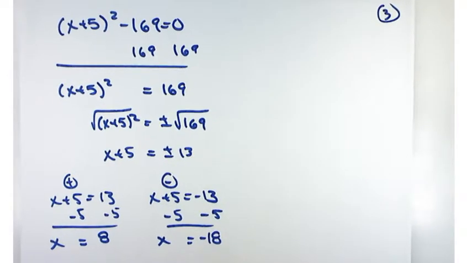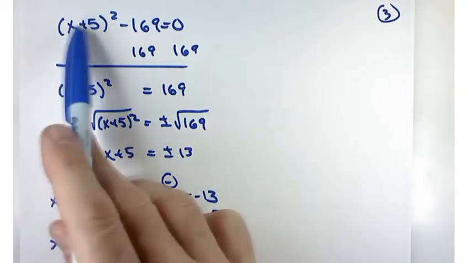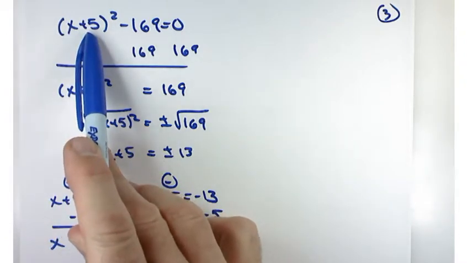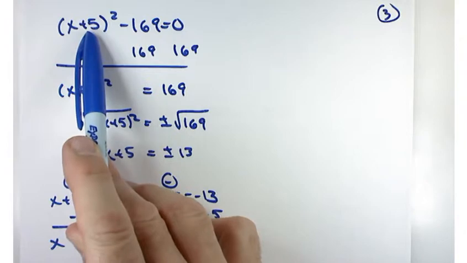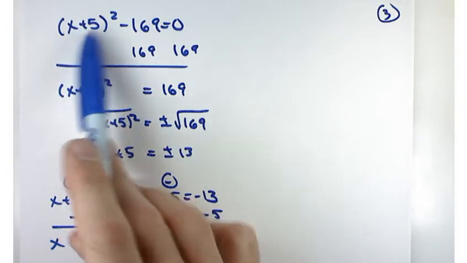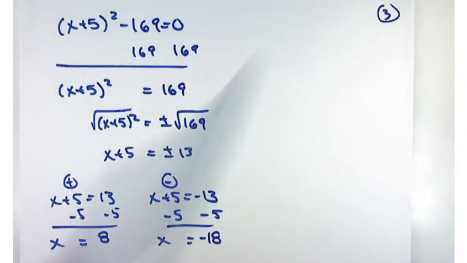How can I check those if I wanted to? If I looked at that and said, I'm not so sure, I'm feeling uncomfortable with that, how can I check it? Yeah, plug them back in. So negative 18 plus 5 is negative 13. Negative 13 squared is 169. 169 minus 169 is 0. And likewise, 8 would also work as a solution. So it checks. Good? Okay.